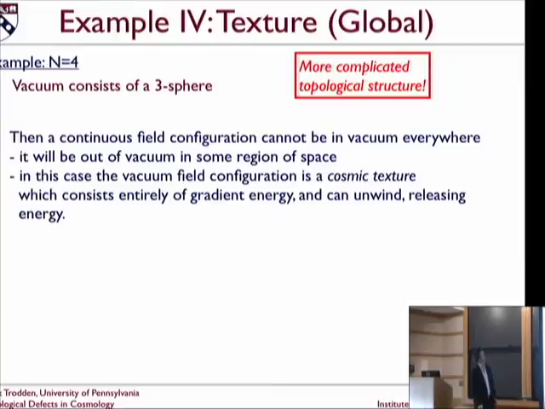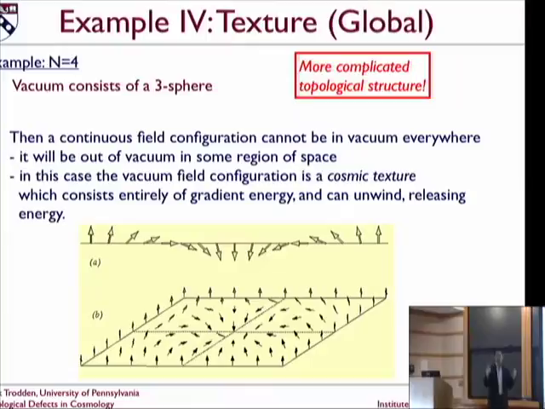So what does this mean? Well, if you have four fields, it's possible to have the structure such that the field winds around. It's in vacuum everywhere, but it consists entirely of gradient energy. So this is an example in one dimension, this is an example in two dimensions, the field is just winding around its vacuum manifold, staying in the vacuum manifold at all times, but there's gradient energy locked into the system. And in fact, if the space itself were topologically interesting, you could really wind this all the way around the space and it would just stop. If the space is infinite, then these things will unwind.